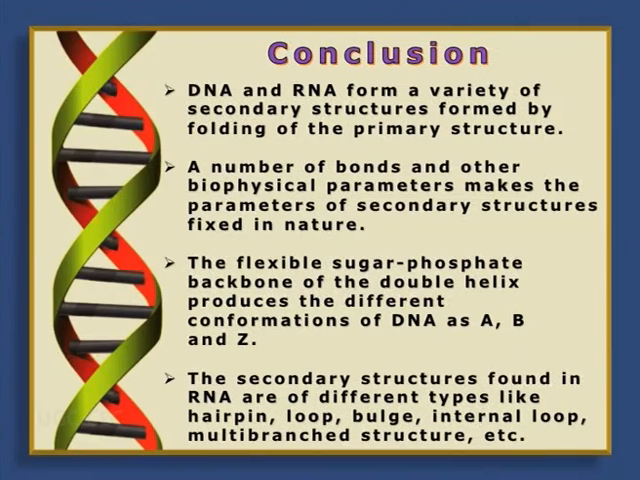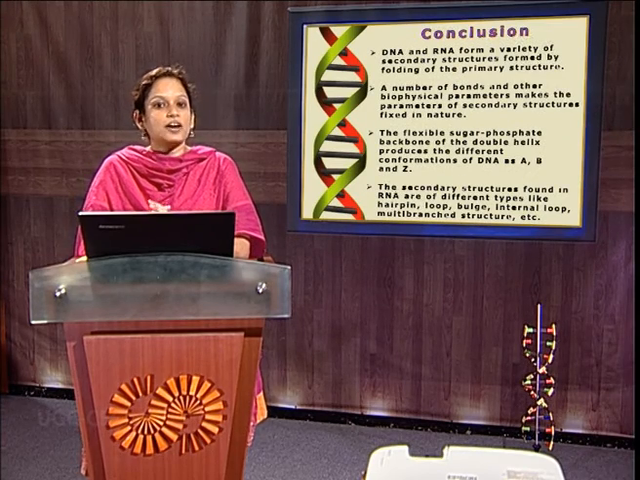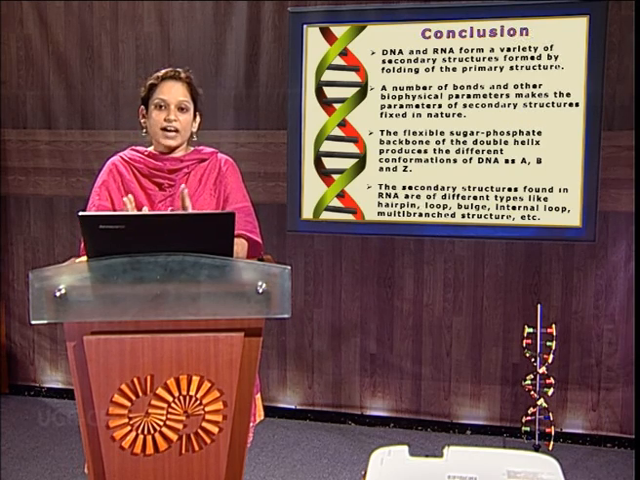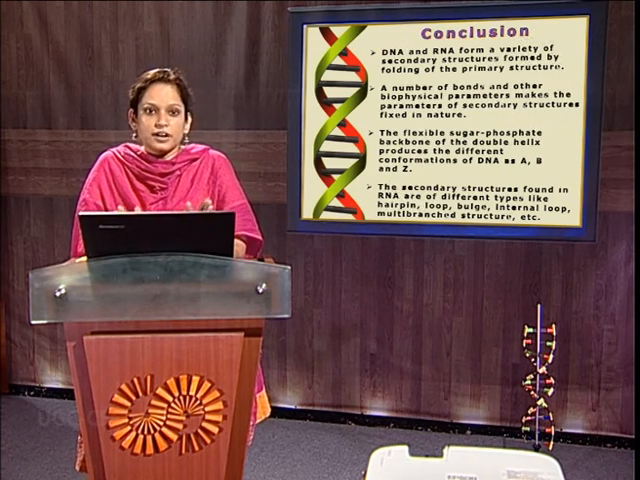RNA contains less common secondary structures than DNA, and the most common secondary structures are the hairpin, stem loop, multi-branch junctions, bulge loop, internal loop, etc. All these secondary structures are required for the proper functioning of the nucleic acids to carry out their daily cellular life.